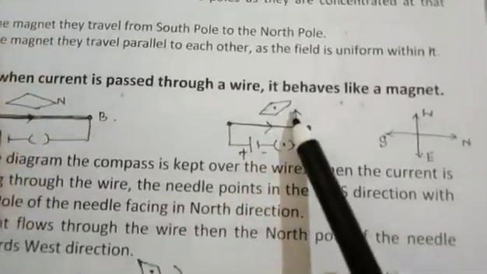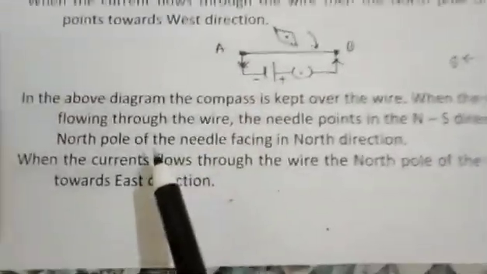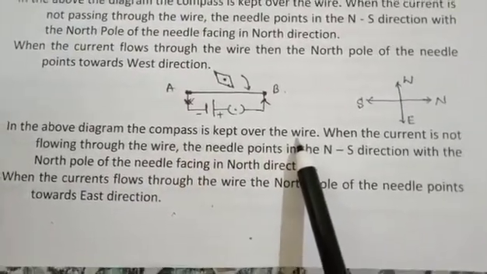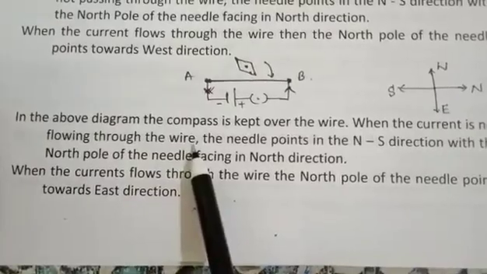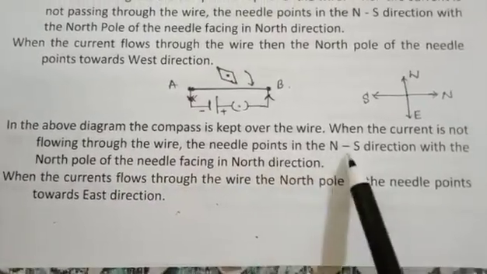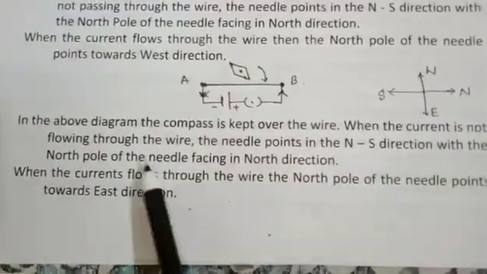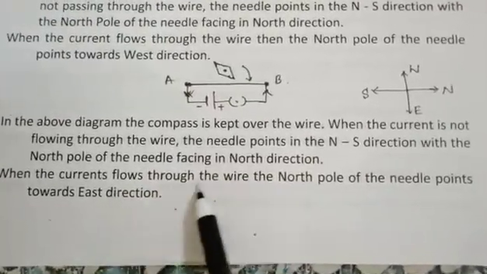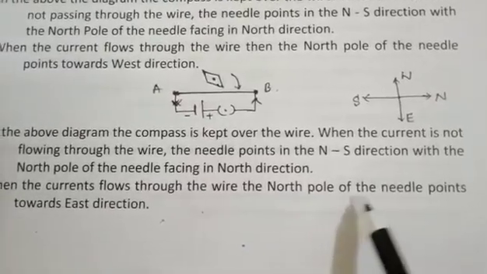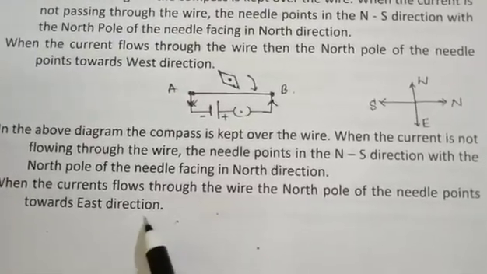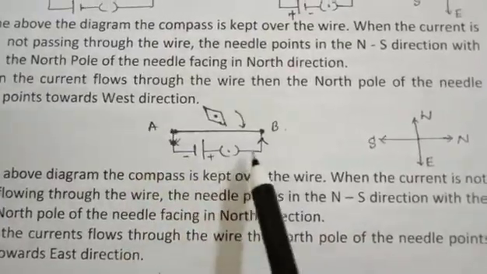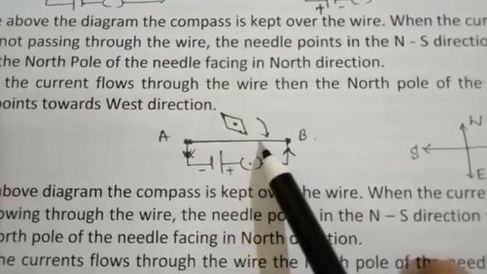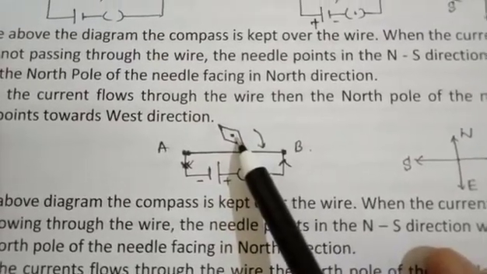Previously it was west. So here we can say, in the above diagram, the compass is kept over the wire, the current is not flowing through the wire, the needle points in the north-south direction with the north pole of the needle facing the north direction. But when the current flows through the wire, the north pole of the needle points towards the east direction, and this is what we are going to prove here, that as soon as the current is flowing through this conductor, the deflection of the needle will take place.